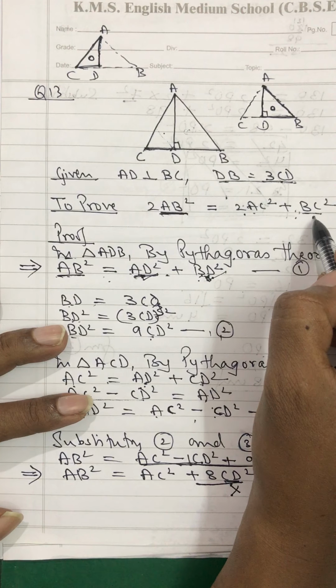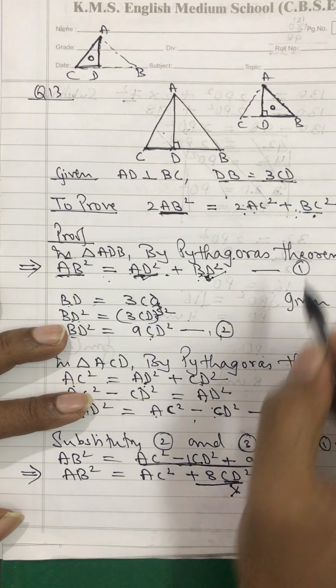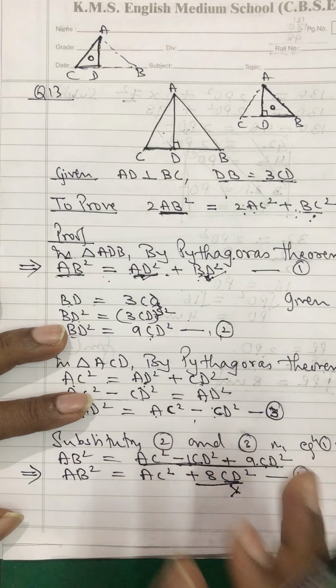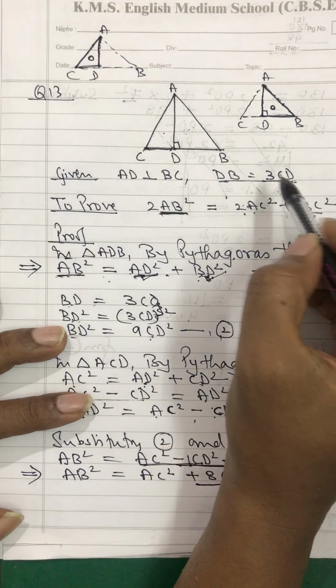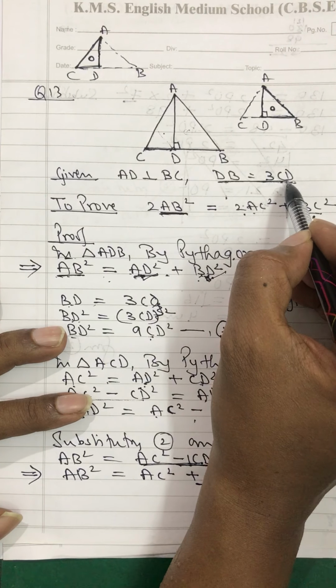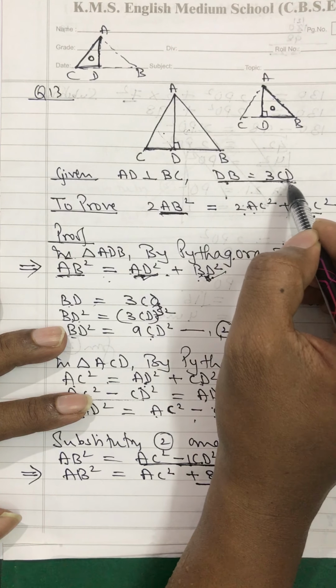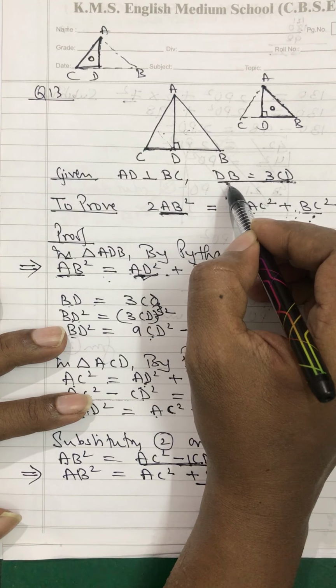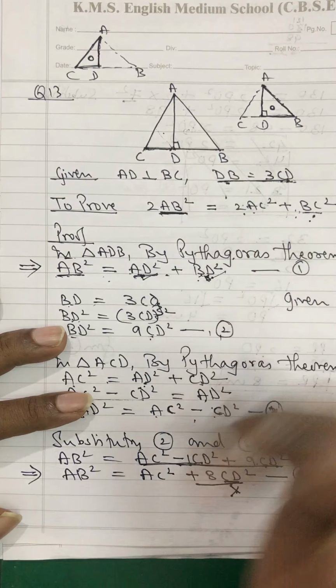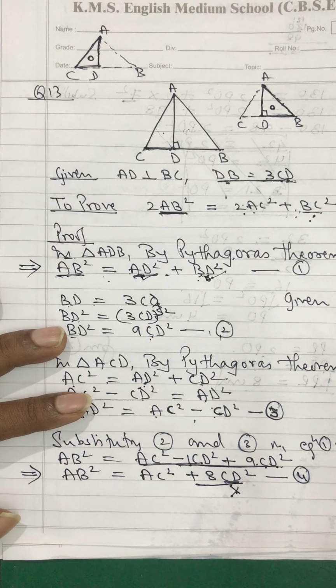Try to understand, my dear students. In place of CD, I want BC. Means CD should go and BC should come. My problem is that when they have given me the relation, it is CD and BD. I want CD and BC, not CD and BD.